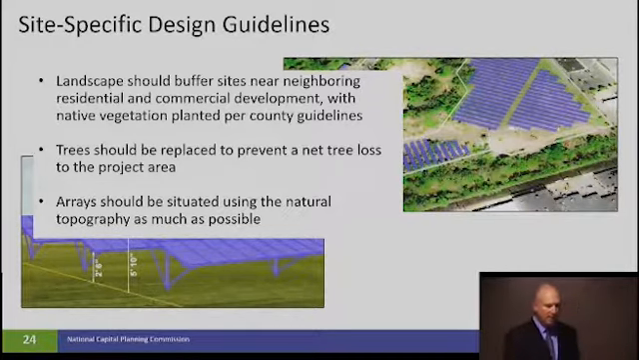county vegetative density requirements. The last two site-specific guidelines shown here are to mitigate any tree removal based on our tree replacement policy, which is intended to prevent a net tree loss to the project area, as well as laying out array equipment in a manner to enable surrounding topography to preserve BARC's pastoral setting as much as possible. And similar to our selection guidelines, we will also include these more site-specific guidelines in our final recommendation.